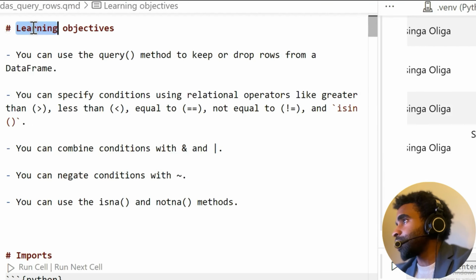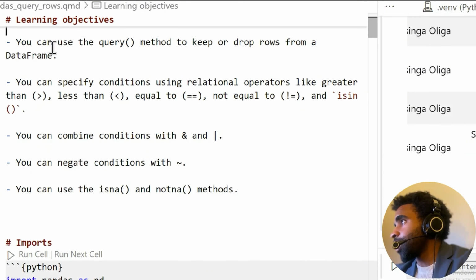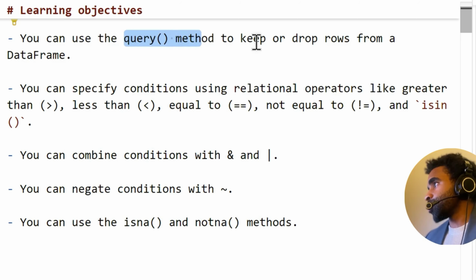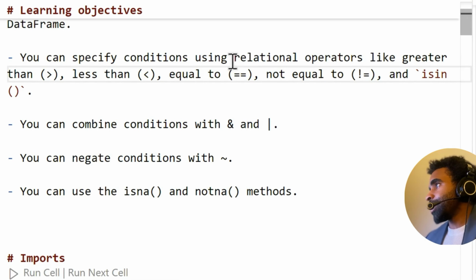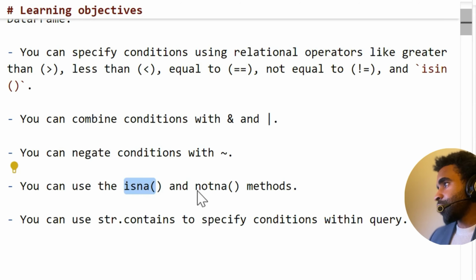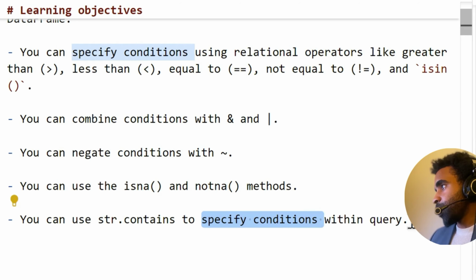So now let's go through our list of learning objectives and see if you feel like you're confident with these. So by now you have the basic idea of how to use the query method to keep or drop rows from your data frames. You know how to use relational operators like greater than, less than, equal to, and not equal to. In addition to the is/in method, you can combine these conditions with and or, so the ampersand and the vertical bar. You can also negate these conditions with the tilde. You can use the is_na and not_na methods to access those NaN values. And you can use the str_contains method to specify conditions as well within your queries.